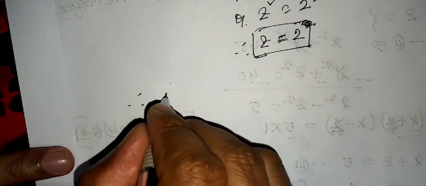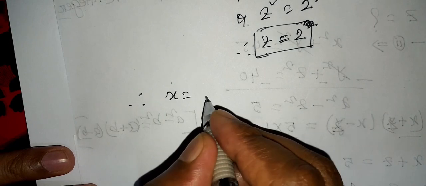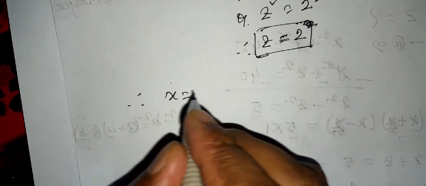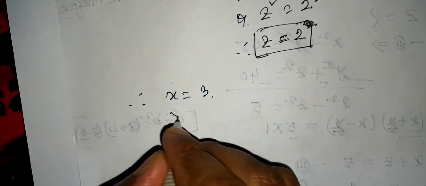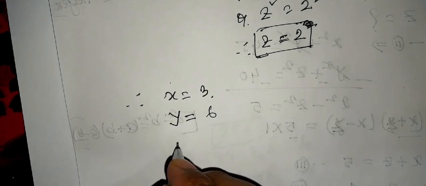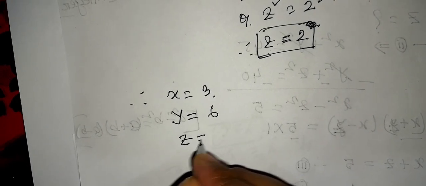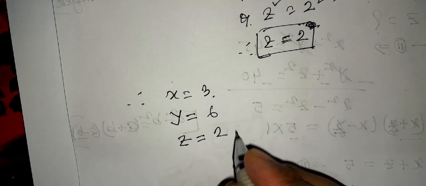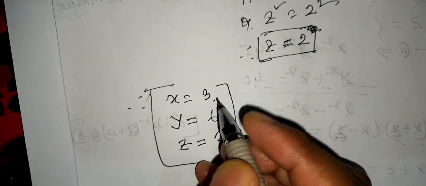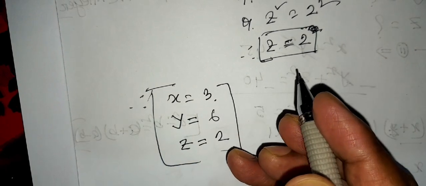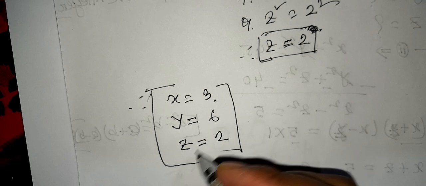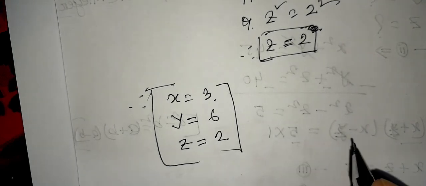So we get x equal to 3, y is equal to 6, and z is equal to 2. It is the solution of this equation. Here x equal to 3, y equal to 6, and z equal to 2 are positive integers.